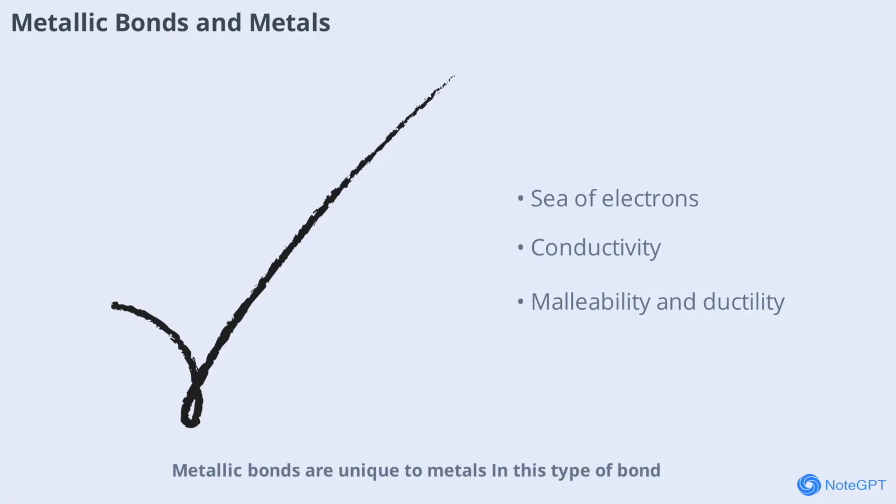Metallic bonds are unique to metals. In this type of bond, atoms release some of their electrons, which then move freely throughout the entire structure. This sea of electrons allows metals to conduct electricity and heat efficiently. It also gives metals their characteristic properties like malleability and ductility, meaning they can be shaped and stretched without breaking. The strength and flexibility of metallic bonds are why metals are used in construction, electronics, and countless other applications.